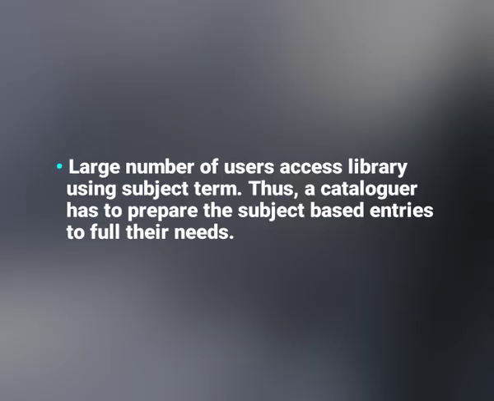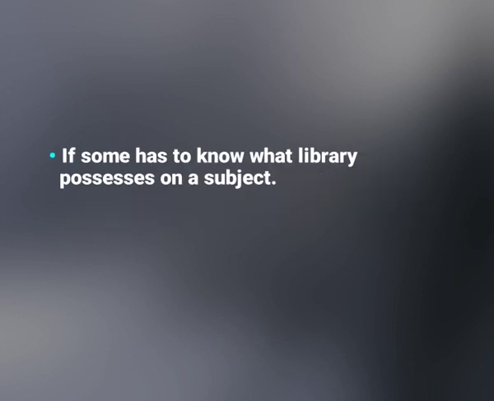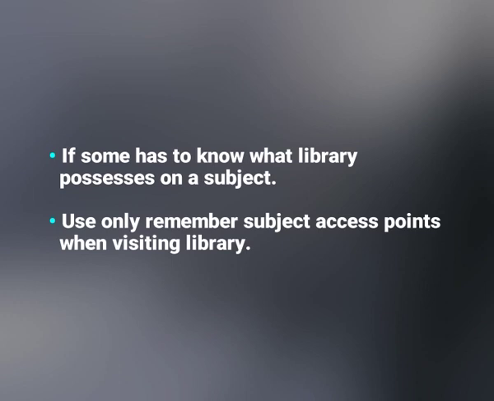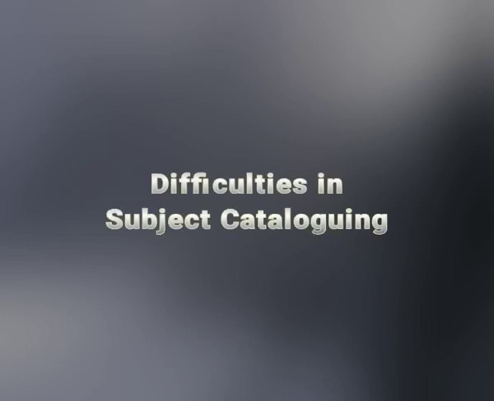A large number of users access the library using subject terms. Thus, a cataloger has to prepare the subject-based entries to fulfill their need. Someone has to know what the library possesses on a subject, and sometimes users only remember the subject access point when visiting libraries. Subject catalogers face different difficulties in their day to day routine when they prepare the subject headings in the library, either through chain indexing or through controlled vocabulary.